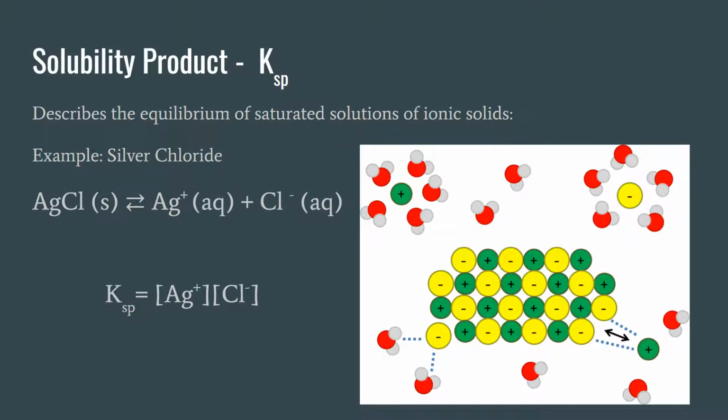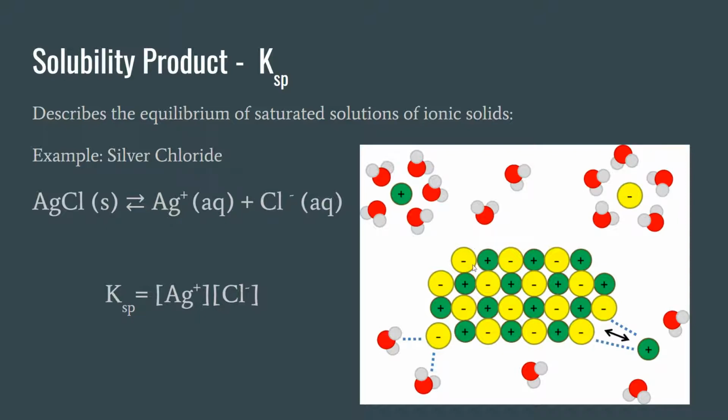Now, when we think about ionic solids dissolving, we have to remember that ions are positively and negatively charged, and in water, the slightly negative end of the oxygen will surround the positive ions. The slightly positive ends of the hydrogens will surround the negative ions.